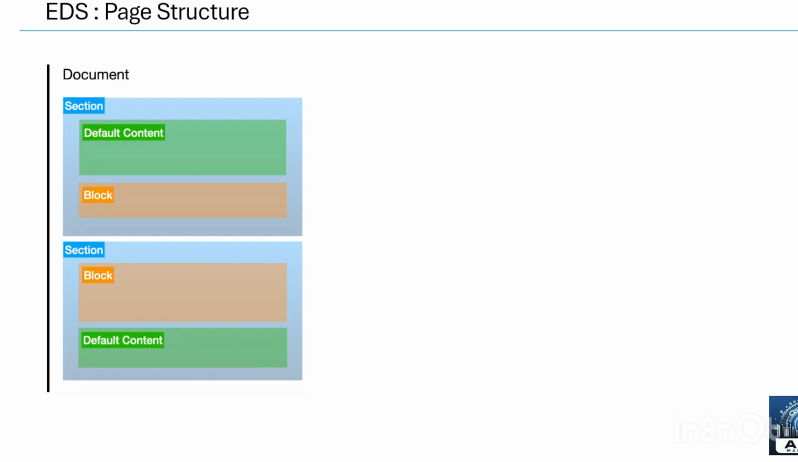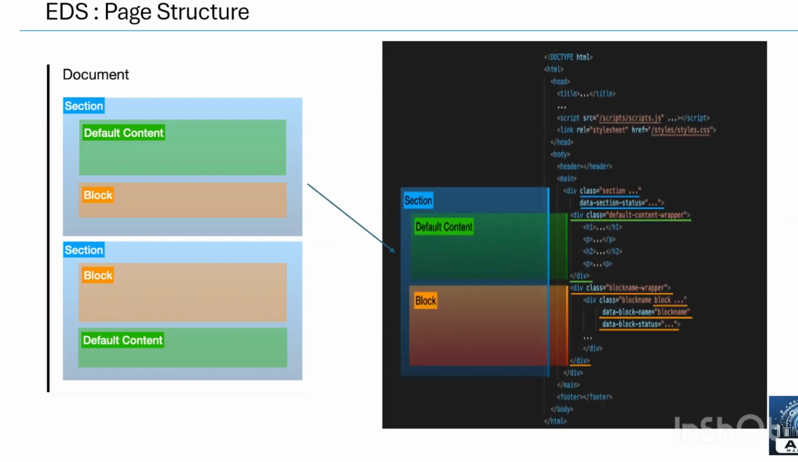So if you want to achieve a certain functionality, then you create a block for that. And if you want to use certain out-of-the-box elements which are available, you don't have to author default content separately. It comes automatically. It is understood by EDS that these are default content. And then when this is rendered on the page, this is how it's going to come.